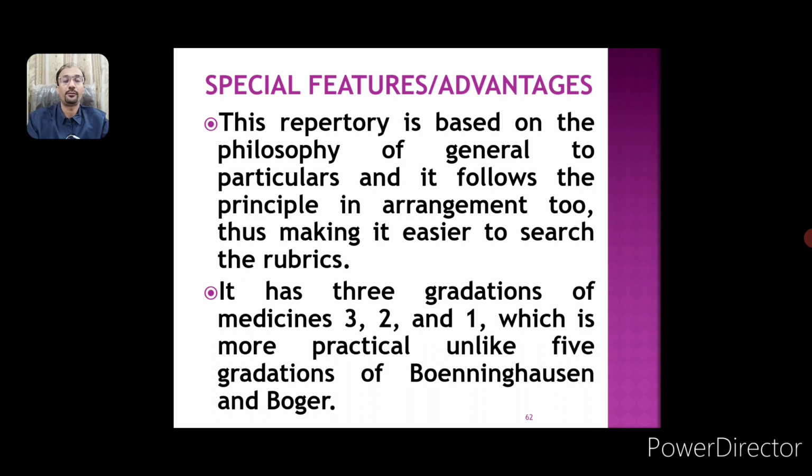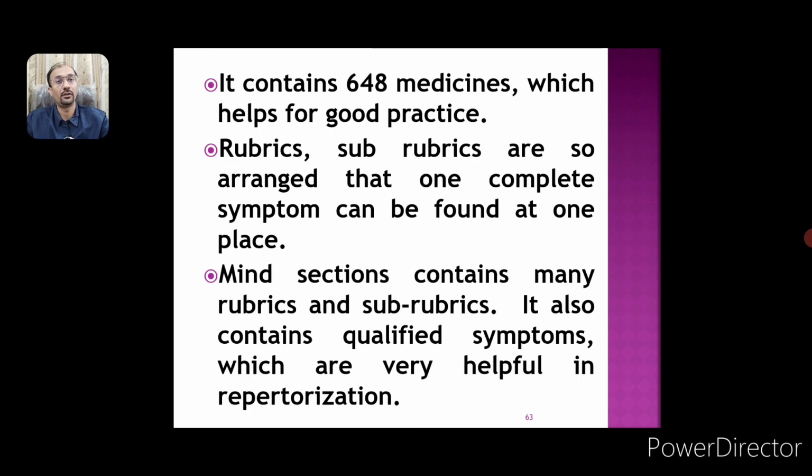Let us go with some special features. The repertory is based on a philosophy of general to particulars. 3 gradations are given. It contains a total of 648 medicines. Rubrics and sub-rubrics are arranged in one complete symptom form. The mind chapter contains so many rubrics, as we just referred. The total number of rubrics is 529.